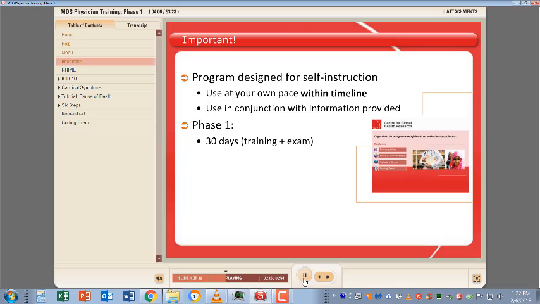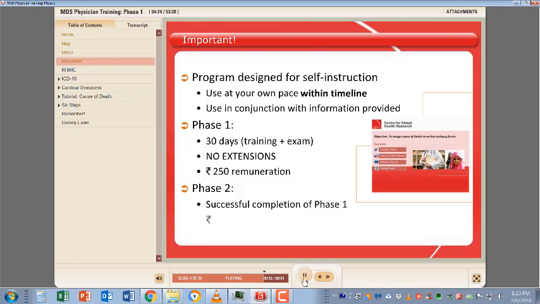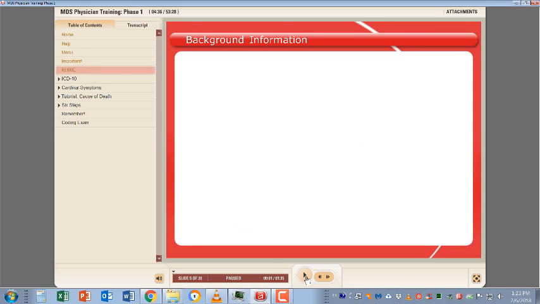You have 30 days to complete both the training and the coding exam. No extensions will be granted. Completing on time is one of the key determinants of your selection as a coder. For your efforts, we will provide you an honorarium of 250 rupees to complete the first phase and 2500 rupees to complete the second phase.